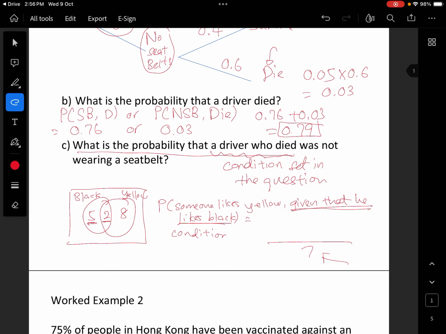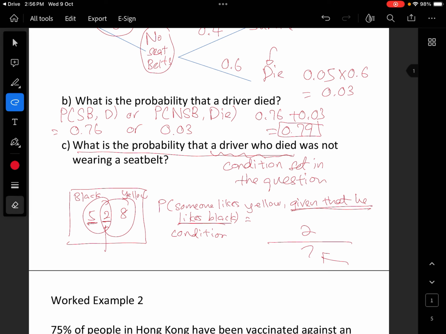But then again, if you look at the question, it says someone who likes yellow as well. So we need to find out how many people like yellow and black at the same time. So we have 2 in the middle, and that gives me 2 out of 7. And this is what we know about conditional probability from a Venn diagram.